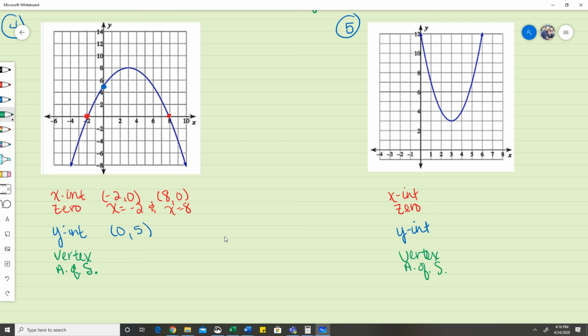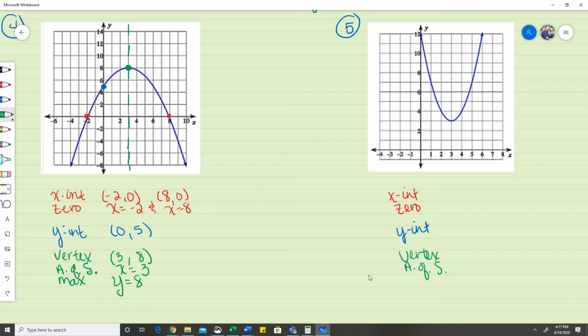My vertex is up here. I'm looking at my intervals here. Every other line is marked as 2, so that means that this is 3. And 8, which means my axis of symmetry goes through x equals 3. Okay? So you also needed to figure out if this was a minimum or a maximum. This is a maximum at y equals 8.